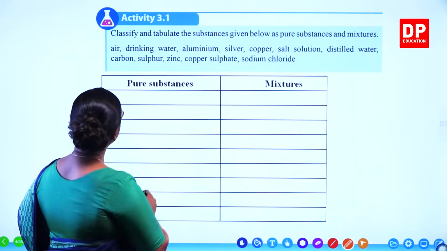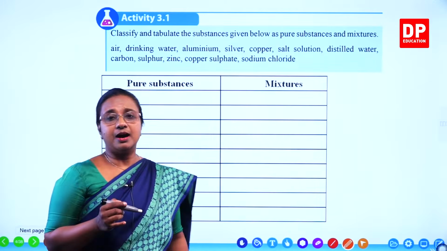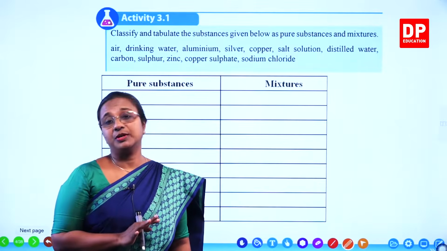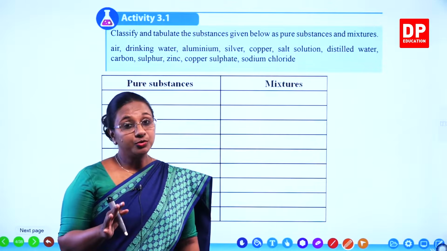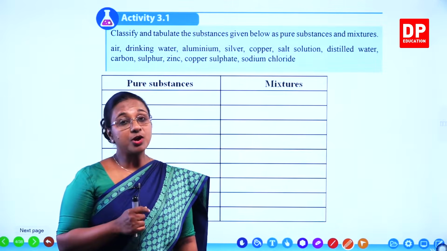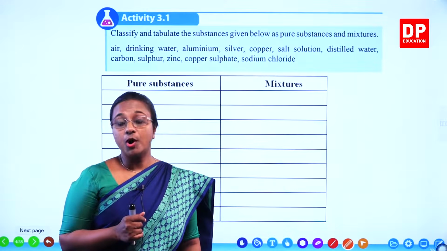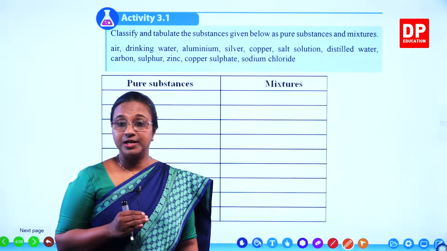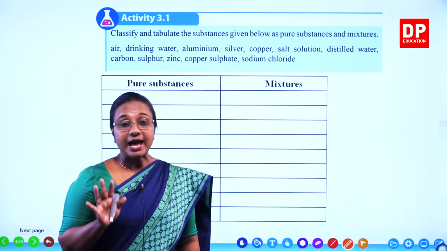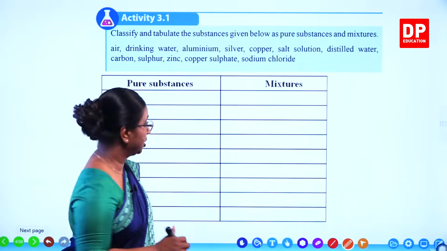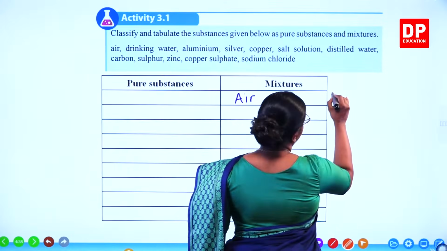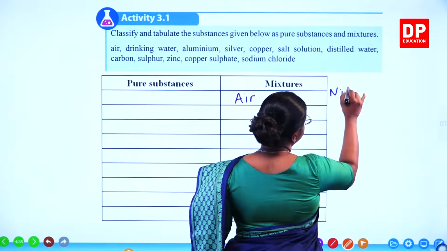Now, first one is air. Now, when you say air, that is around us in atmosphere, what are the constituents of air? You all know that there is nitrogen gas, oxygen gas, carbon dioxide gas, and even water vapor and other components in air. So, there are many components, many constituents. So, that means it is a mixture. So, air is a mixture. Why? You can say there is nitrogen.